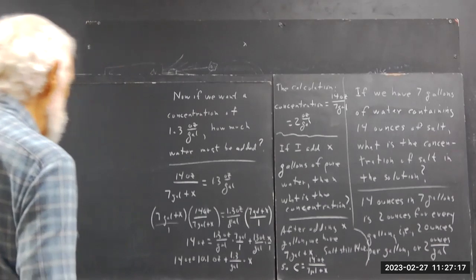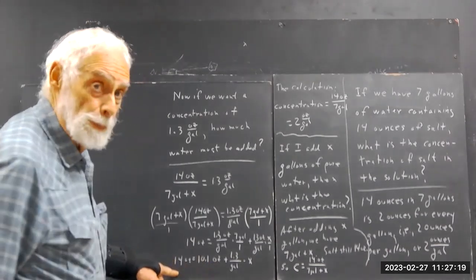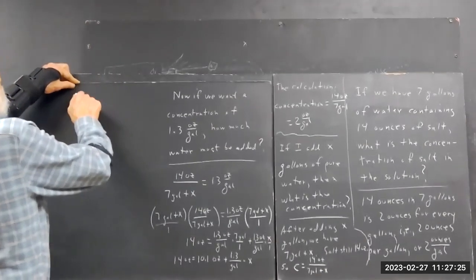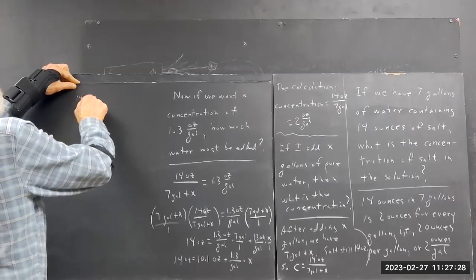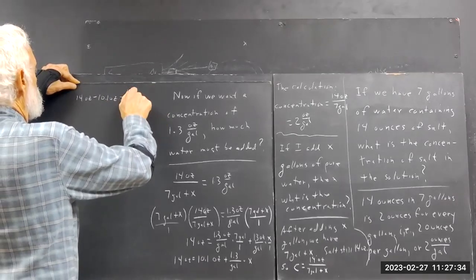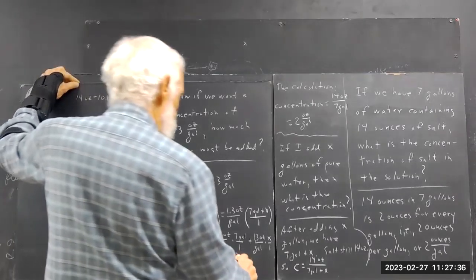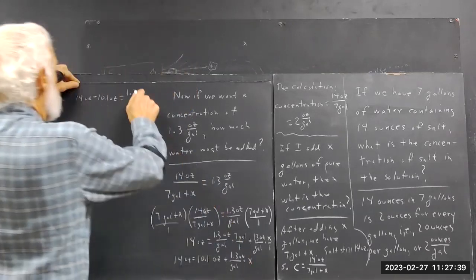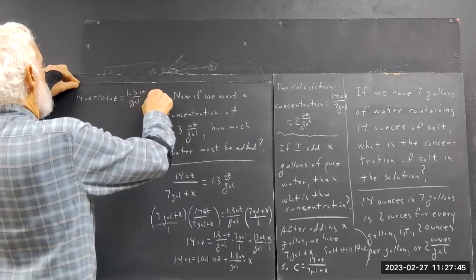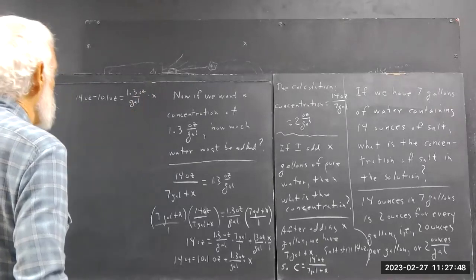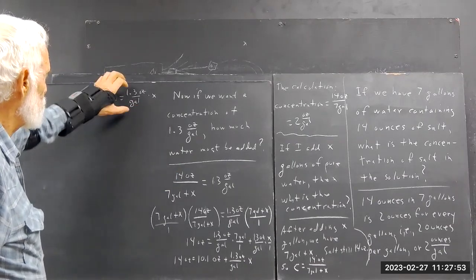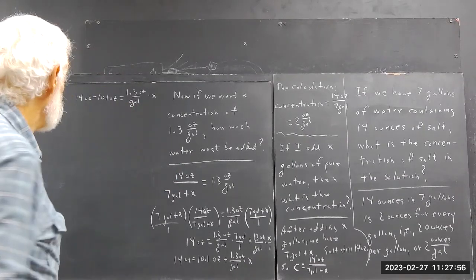Now that can be rearranged. We subtract the 10.1 ounces from the 14 ounces, we get 3.9 ounces. So this is ounces per gallon. And I don't have an X over 1 anymore, because what I'm going to do now to solve for X is divide by 1.3 ounces per gallon.